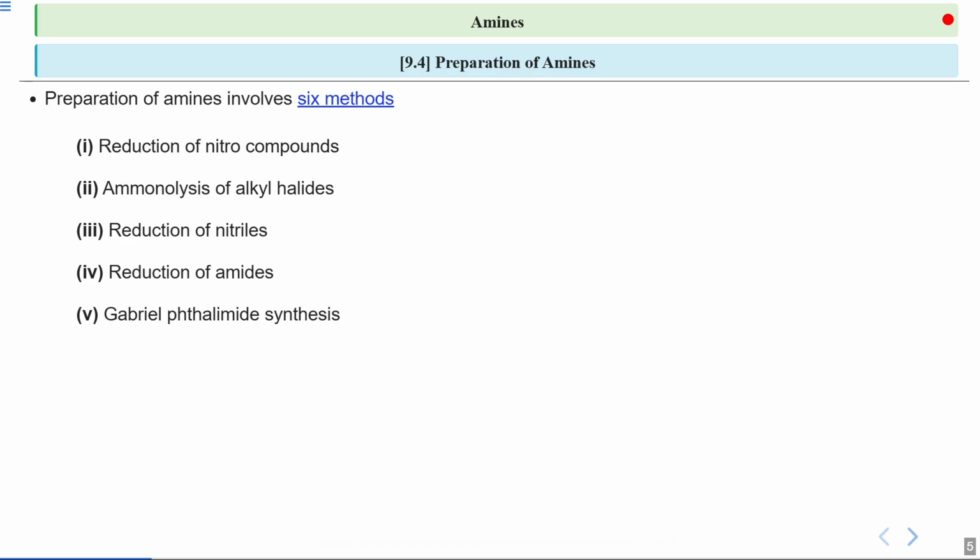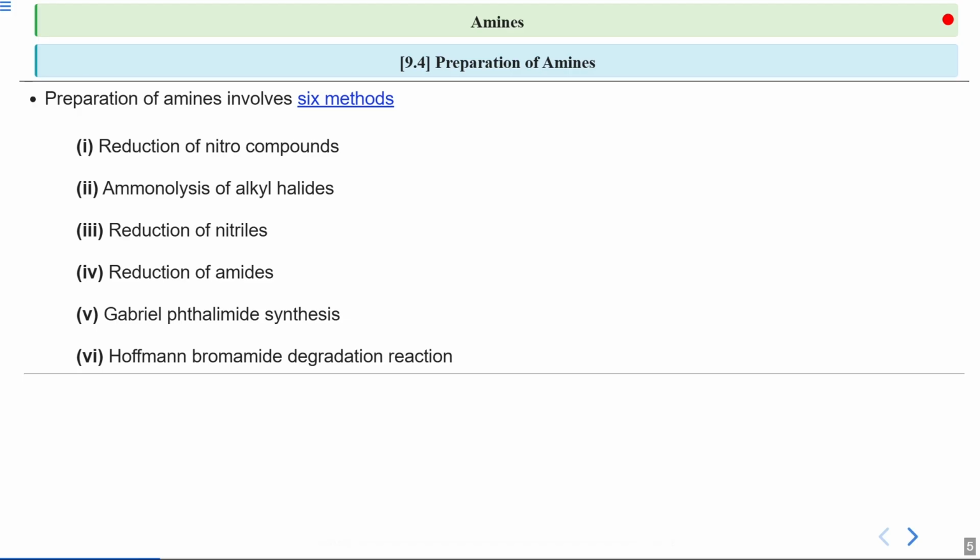So this is a special technique which is used to prepare primary amines. Okay. It involves reacting phthalimide with an alkyl halide and then hydrolyzing the product to release the amine. So this method is especially good for making pure primary amines.